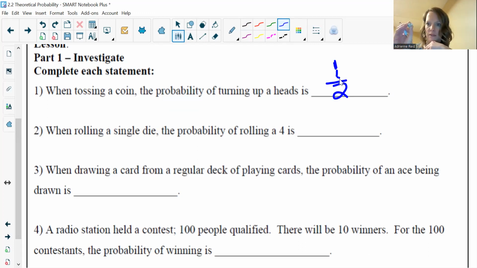When rolling a single dice, how many 4s are there? Well, we already know there's only one 4. Total possible outcomes is that there's 6 possible things that could be rolled on the dice. So it's a 1 in 6 chance.